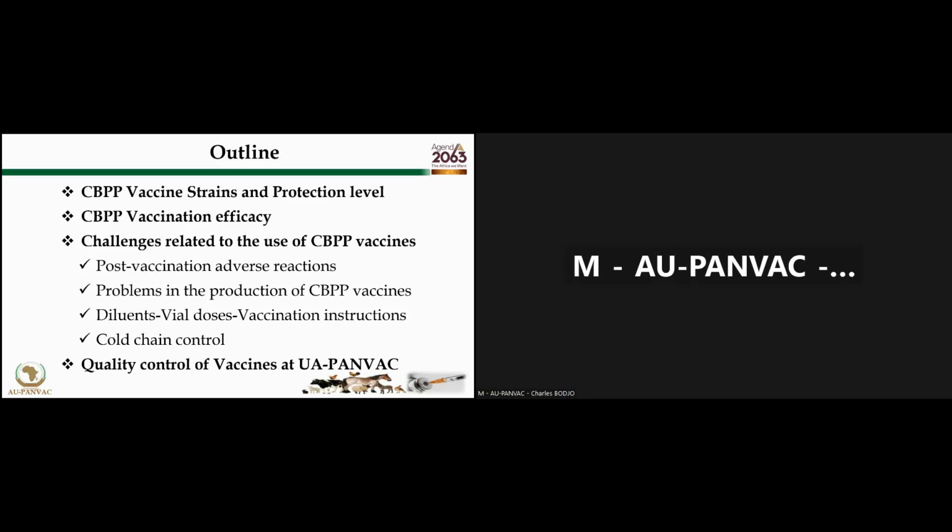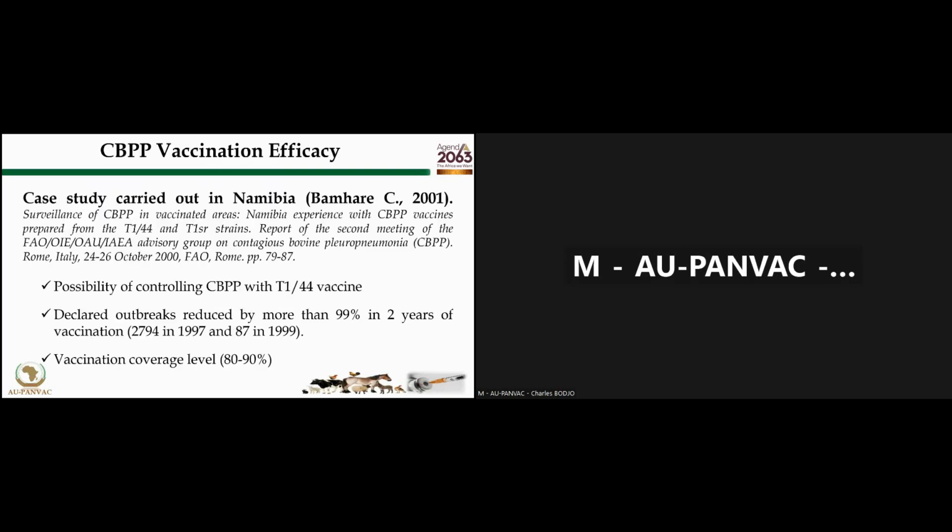And then the third part will be really the challenges related to the use of the CBPP vaccine: post-vaccination reactions, problems with production, issues related to the diluent, sometimes the instructions which should accompany the vaccine, and also the issue of the cold chain. And then quickly, maybe I will give an update on the quality control we are conducting in PANVAC.